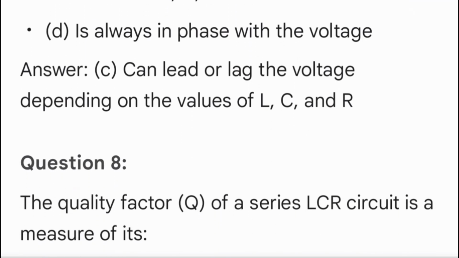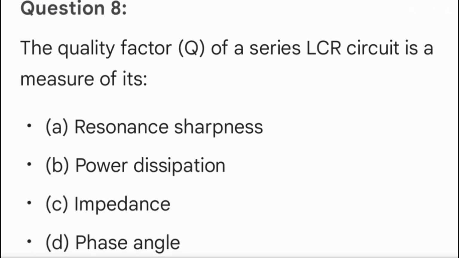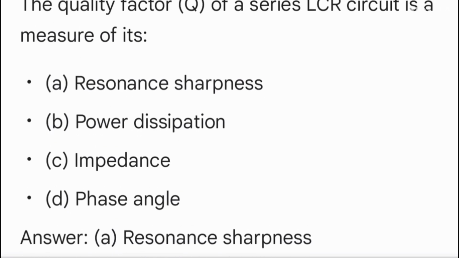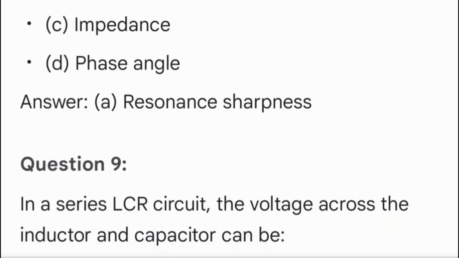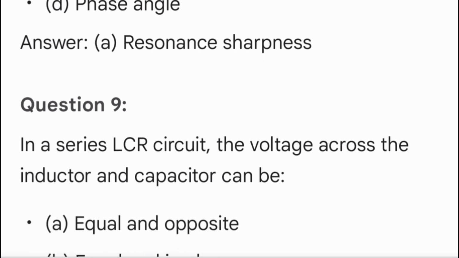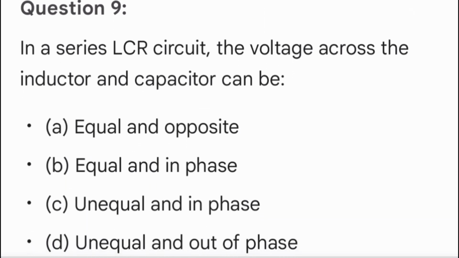Question 8. The quality factor Q of a series LCR circuit is a measure of its A. resonance sharpness, B. power dissipation, C. impedance, D. phase angle. Answer: A. resonance sharpness. Question 9. In a series LCR circuit, the voltage across the inductor and capacitor can be A. equal and opposite, B. equal and in phase, C. unequal and in phase.